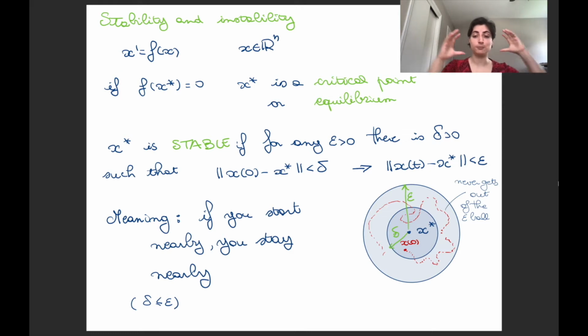In this case, delta is smaller or equal than epsilon, because, well, at least at time 0, you are at x0, so delta cannot be bigger than epsilon. But it can be equal if everything is going just straight towards x star. It can be smaller if there is some wiggling around. So this is the concept of stability. If you start there, you don't wander away from it. It doesn't state that you go towards it. You can just be, for example, in the case of a center, the idea of just having an ellipse around the center, that would be a stable critical point.